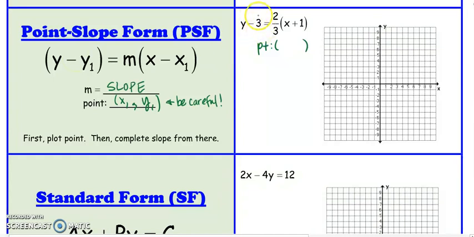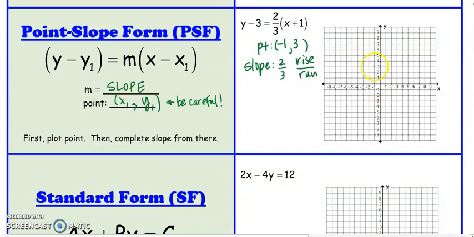So what is the opposite of negative 3? Positive 3. And notice I'm writing it with my y. That's y1. And what's the opposite of positive 1? Negative 1. All right, so there's your x1, y1 right there. So just be real careful with your signs. Your slope in this case is 2/3. So remember, this is your rise over run. So we're going to plot that point first, and we're going to do our rise over run from there.